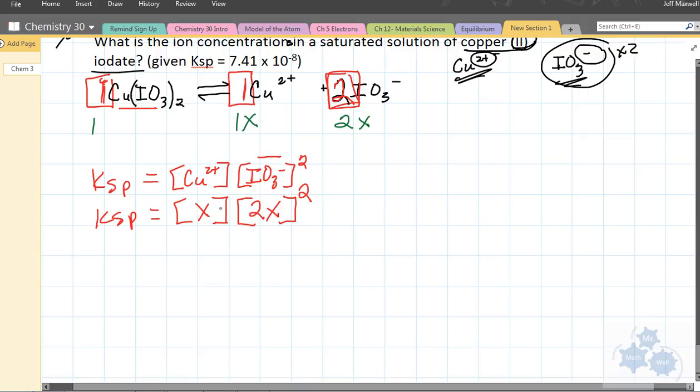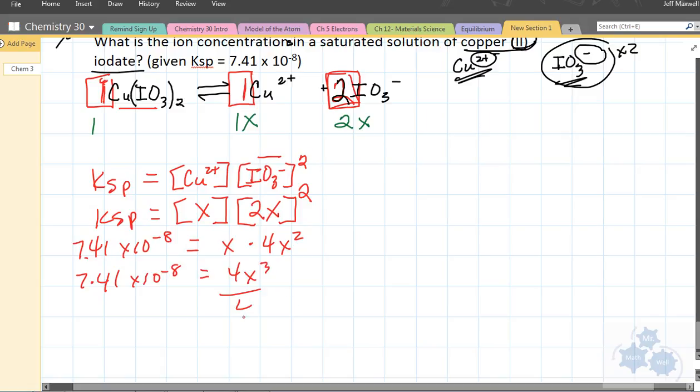Yes, of course we're going to simplify that now. So the Ksp is given as 7.41 times 10 to the negative 8 equals x times 4x squared, which is actually 7.41 times 10 to the negative 8 equals 4x cubed. Divide by 4. Take the cube root, right? Then we're going to get x all by itself here.